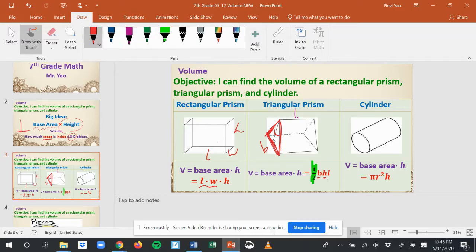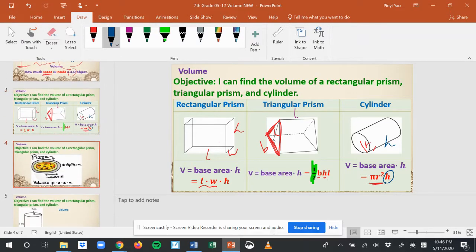Last, we have the cylinder. For a cylinder, the bottom is a circle, so the base is a circle. We also learned how to calculate the area of a circle last week. So we have r, and the base area is going to be pi times r squared. That's the base, which is the circle. Then we're going to call this the height, so we multiply by the height. Basically, we are just going to identify what we need and then put them in these formulas to calculate.